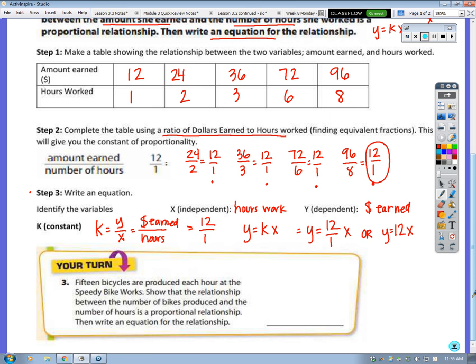So what I want you to do now is I want you to try this one on your own. So go ahead and pause the video, try working this one out. It wants you to write the equation, and then once you've solved it, go ahead, press play, and see if you've got the answer correct.